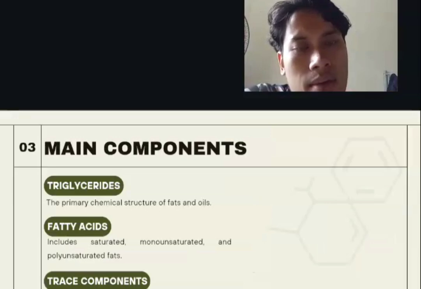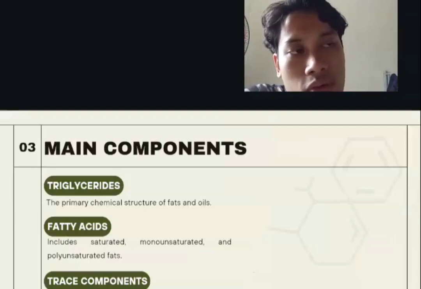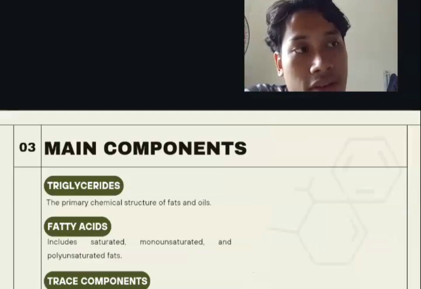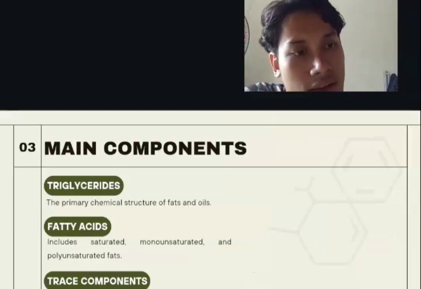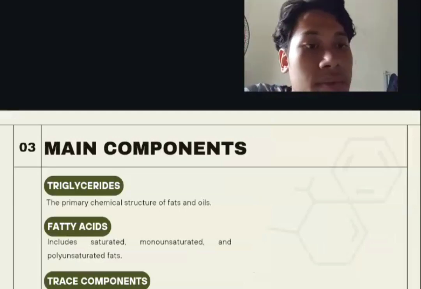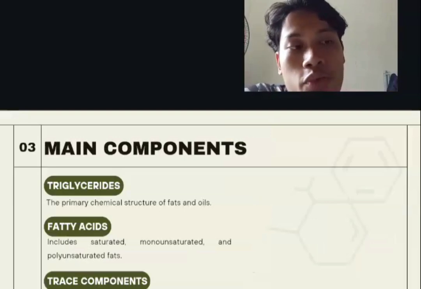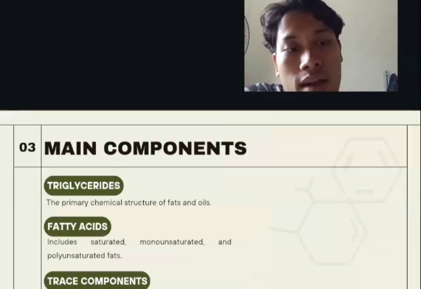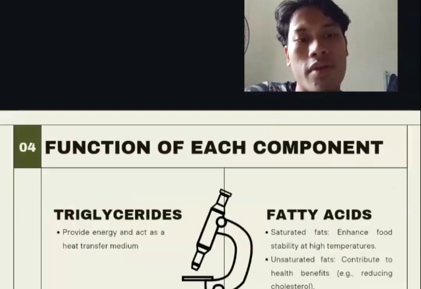And there are also minor components in oil besides the triglycerides and fatty acids that I have discussed. Oils also contain antioxidants like vitamin E, which can prevent oxidation and keep the oil fresh. And also impurities: some oils may contain trace minerals and free fatty acids, which can affect their stability. These components determine how different oils behave when exposed to heat and how they impact our health. So let's move on to the next slide.